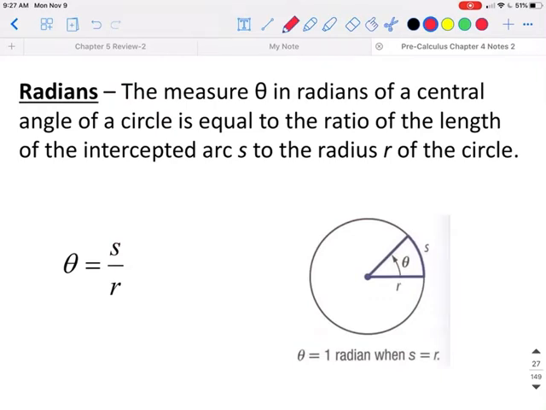Now another way to measure angles is to use radians. Radian is measured in what we call theta, and to find this, we take the intercepted arc that is formed by that angle, and we divide it by the radius of your circle. So s divided by r will tell you how many radians, or theta, you have for the angle.